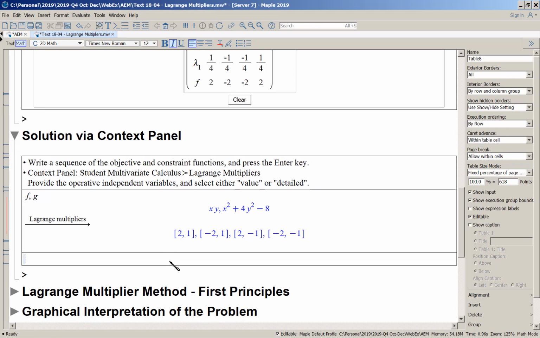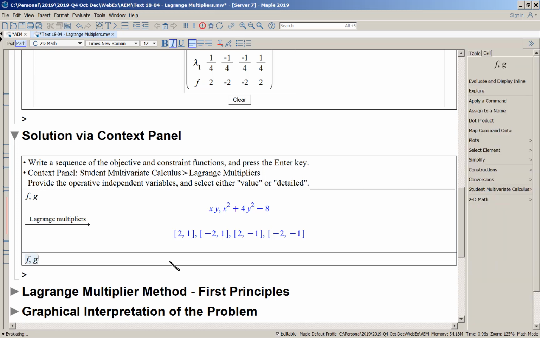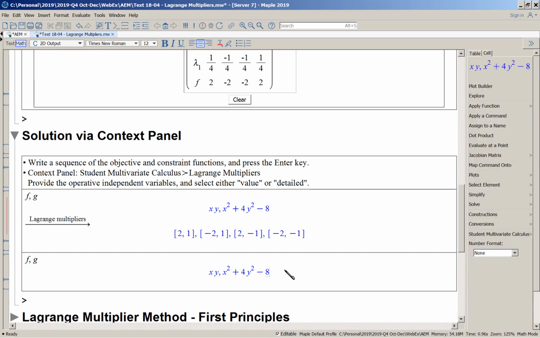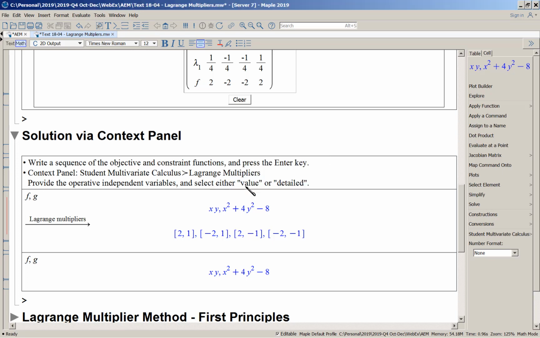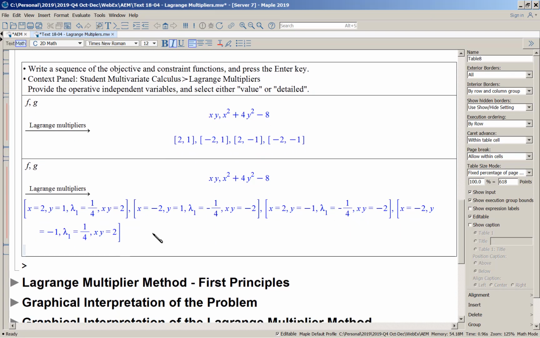Now let's do this again. F, G, hit the enter key, and here, student multivariate calculus, Lagrange multipliers, the x and y are still there. Let's see what you get if you say detailed. Well, now you get the x and the y, you get the Lagrange multiplier, and you get the function value. So you get a little bit more information if you select detail.